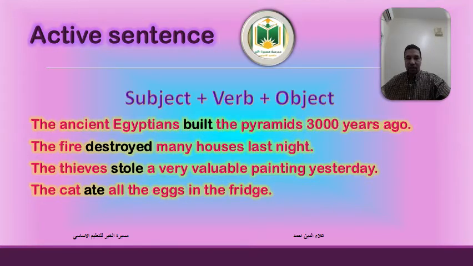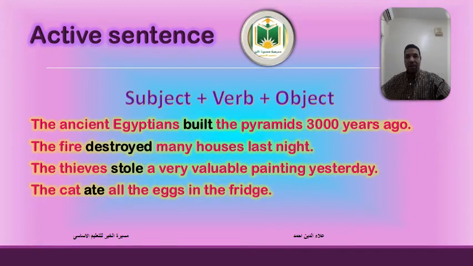For example, the ancient Egyptians built the pyramids 3,000 years ago. Here, the ancient Egyptians are the subject of the sentence. Built is a verb in the past simple tense, and the pyramids are the object of this sentence. Another example, the fire destroyed many houses last night. Also, the fire is the subject, destroyed is a verb in the past simple tense, and the many houses are the object of this sentence.